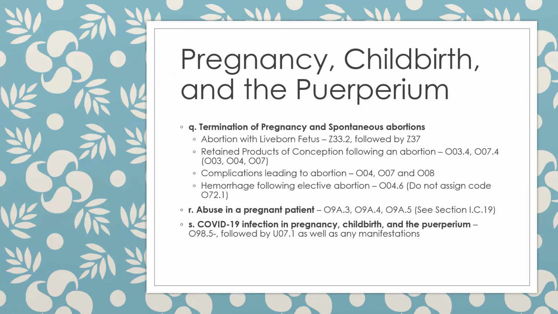For this slide, we're going to start off with termination of pregnancy and spontaneous abortions. Number 1, abortion with live-born fetus. When an attempted termination of pregnancy results in a live-born fetus, assign code Z33.2 for encounter for elective termination of pregnancy and a code from category Z37 for outcome of delivery.